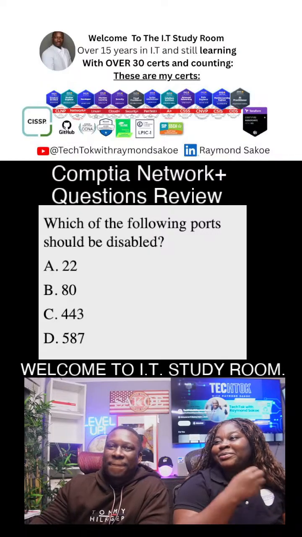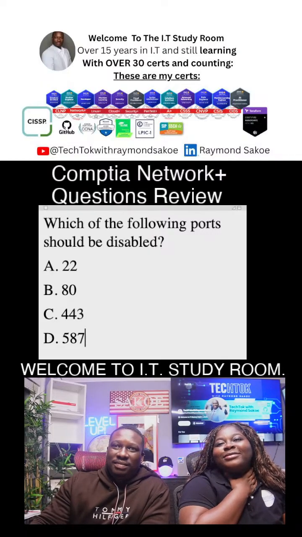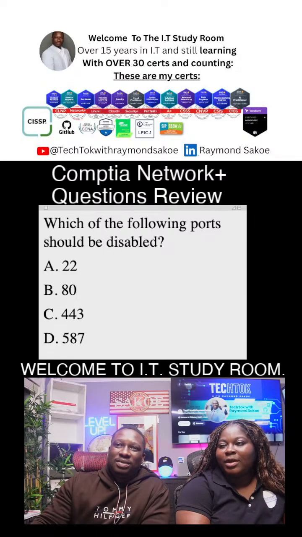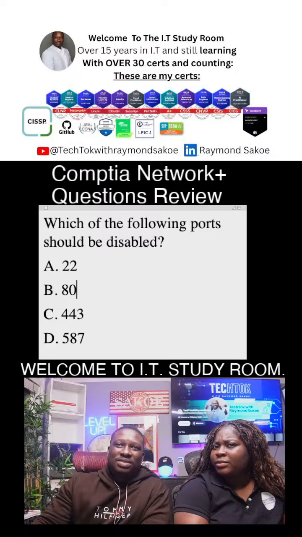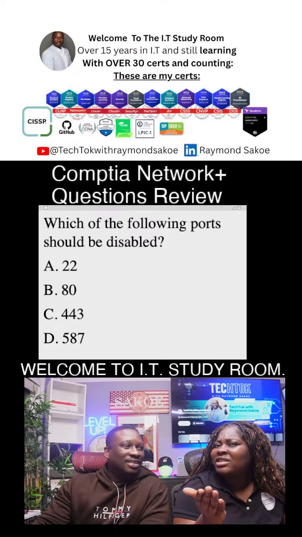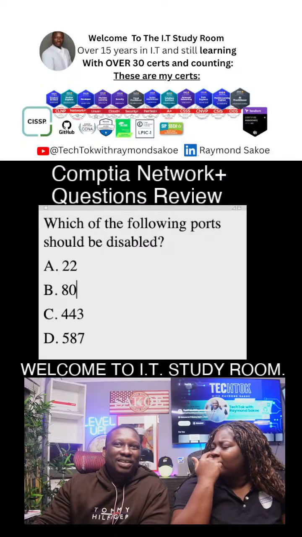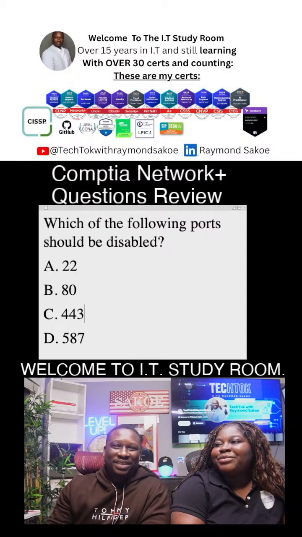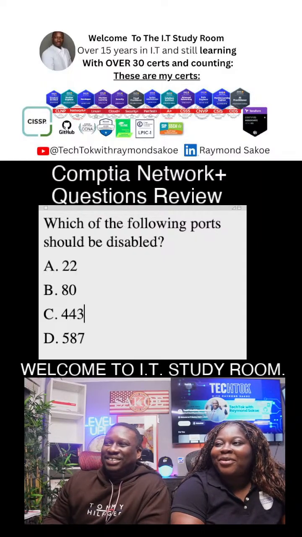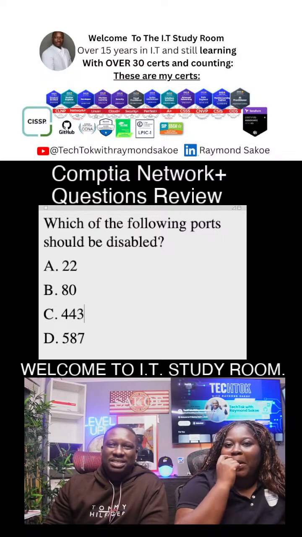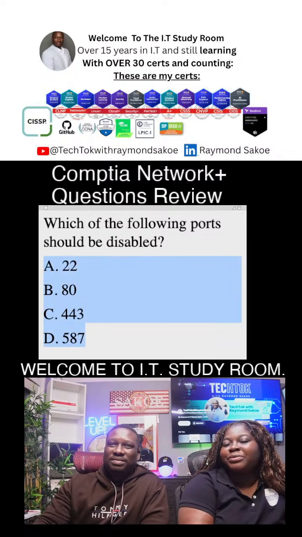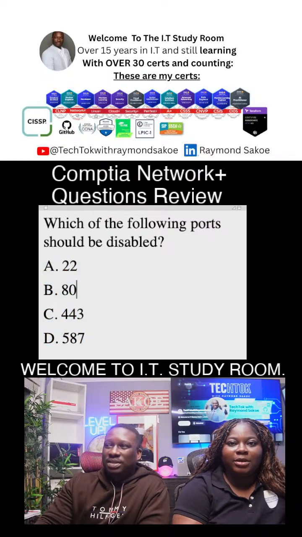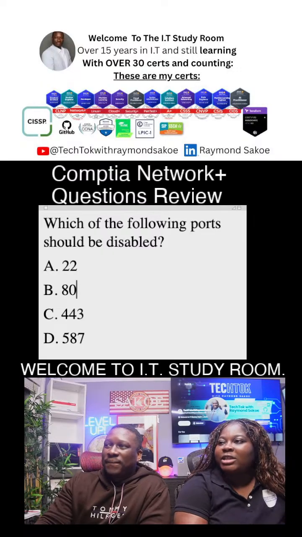All right, what's the answer? So the answer would be B. Right. So basically, they're saying which one would you disable? Why would you disable it? Because it's not secured. So why did it not just say which is not secured? I mean, they're trying to test to see if you really have that security mindset. So if you run Nmap on a system and you see all these ports, which one would you disable? You should know that port 80 is what is not secure. Not secure because it's HTTP.